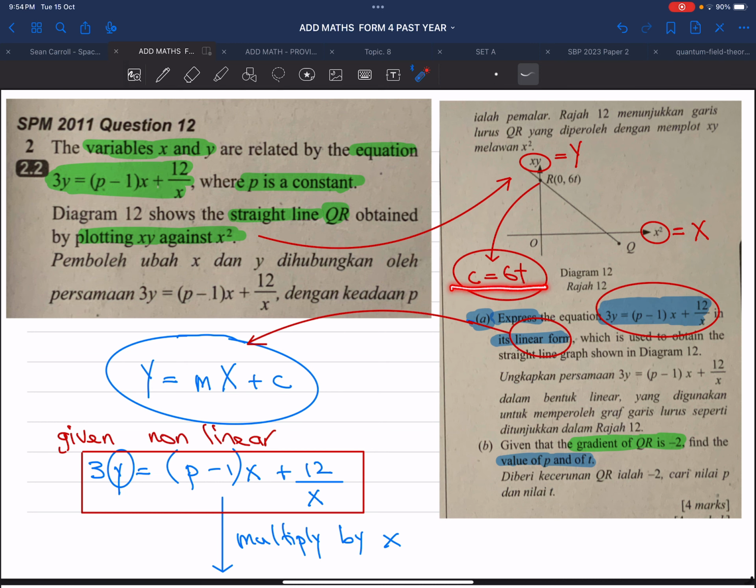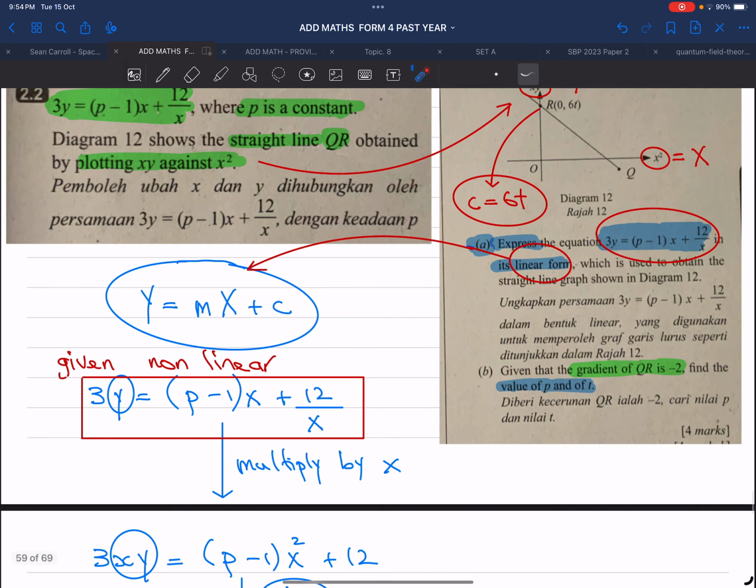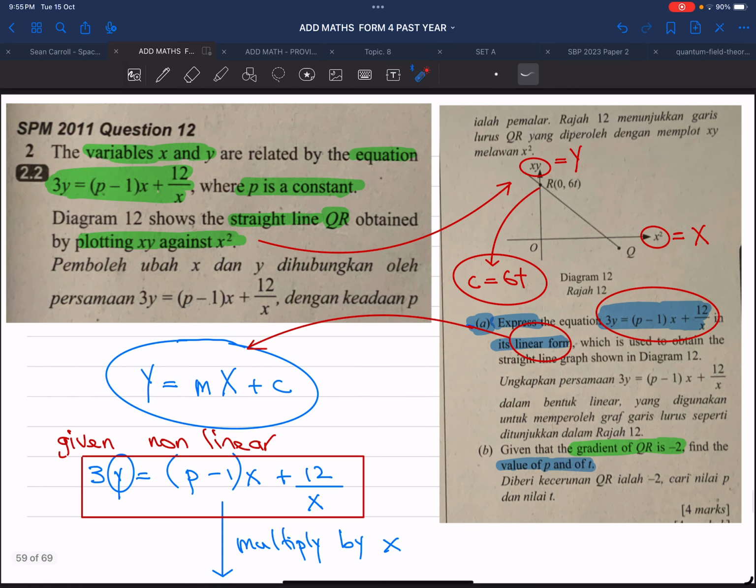Now we look at the question part A. What is it asking? Express the given equation, which is 3y equals (p minus 1)x plus 12 over x, in linear form. As usual, we always start from what they ask. They are asking linear form. We start with the linear form, capital Y equals m capital X plus c.